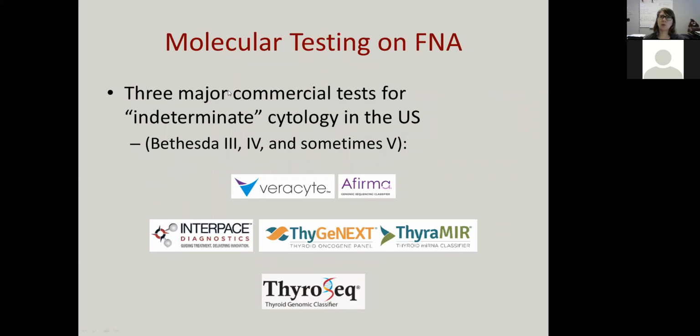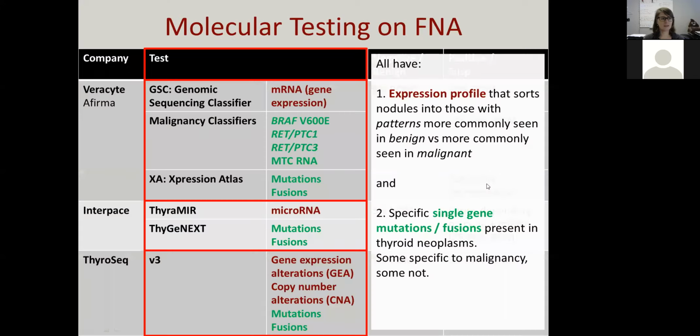And this is how we can apply this knowledge to molecular testing on FNA. There are three major commercial tests for indeterminate cytology in the US. Indeterminate meaning generally Bethesda 3, 4, and sometimes 5. Those companies are Veracyte's Afirma, Interpace's ThyGenX and ThyraMIR, and ThyroSeq. All of them have a gene expression profile that sorts nodules into those with patterns more commonly seen in benign versus more commonly seen in malignant. So this is basically messenger or microRNA expression profile.